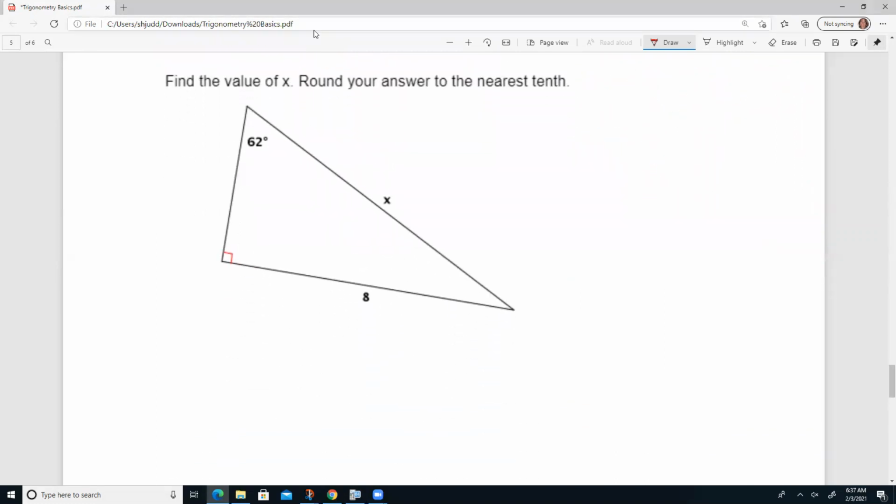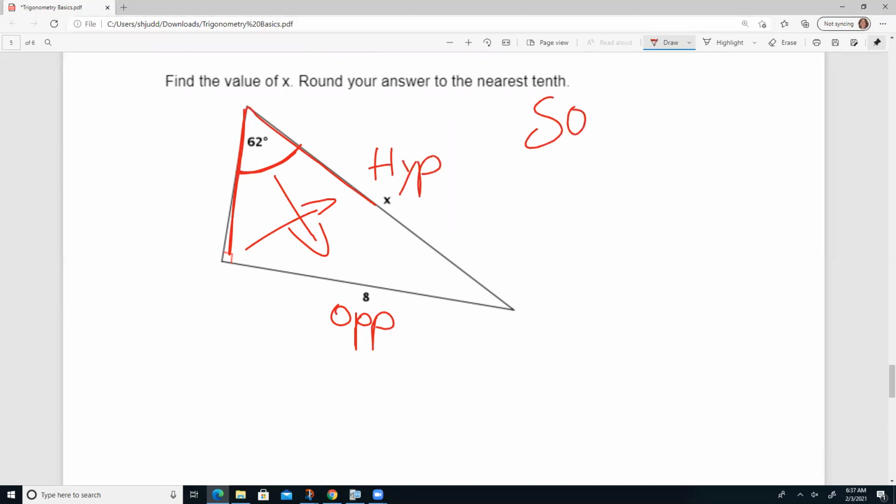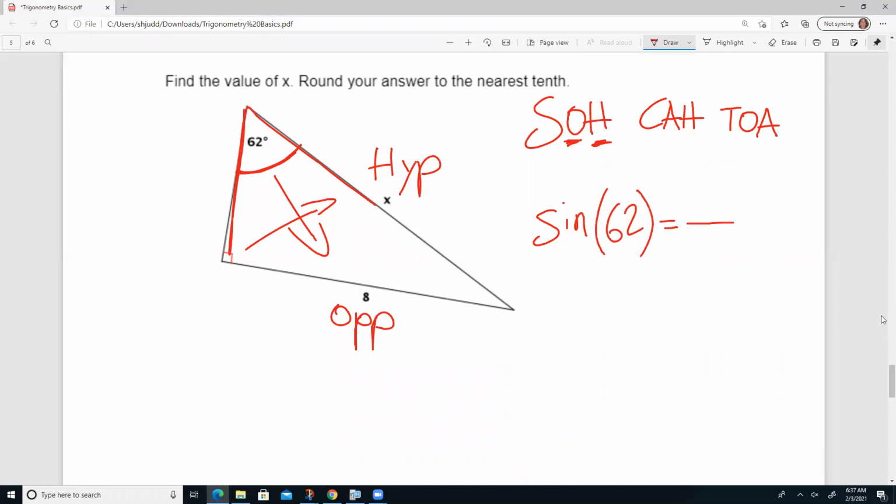Let's do another example. Okay, now we have this reference angle. Now, that 8 is across from the reference angle, so that must be my opposite side. And across from my right angle, I still have my hypotenuse. So if I use my mnemonic device, which of these requires the opposite and the hypotenuse? Oh, that's sine. Nice. So the sine of 62 degrees is equal to opposite, which is 8, over hypotenuse, which is x.